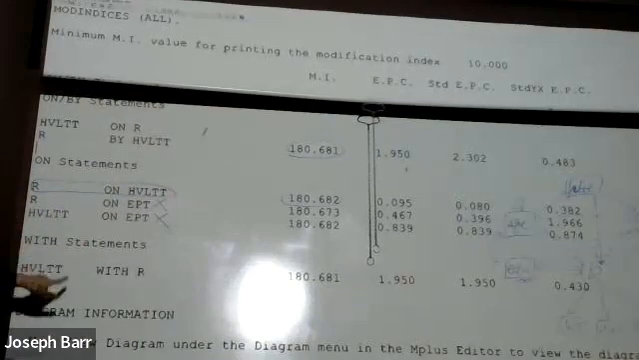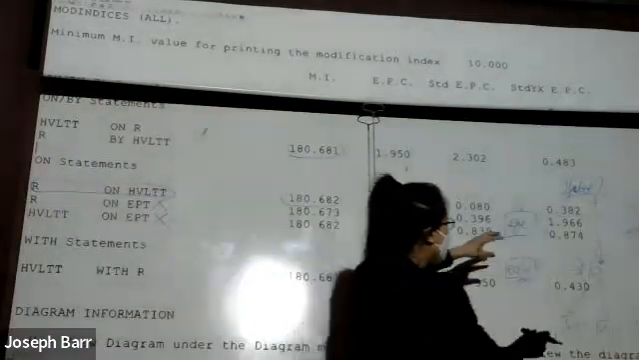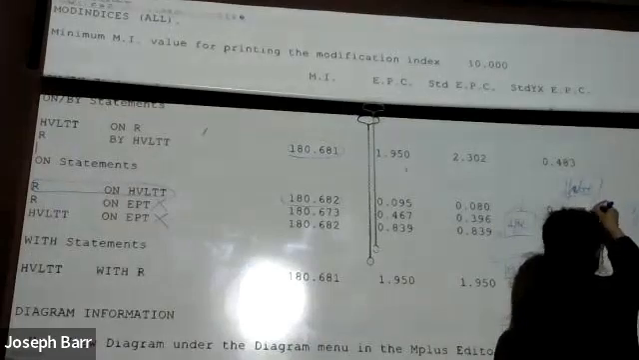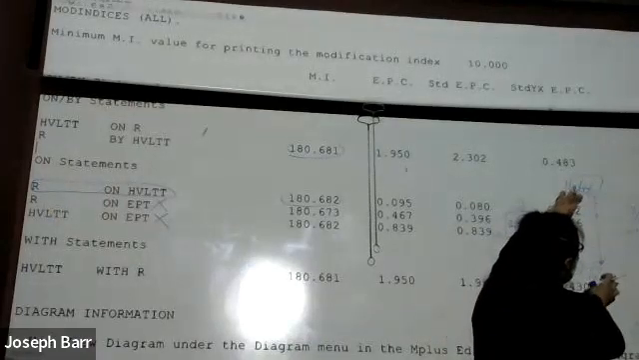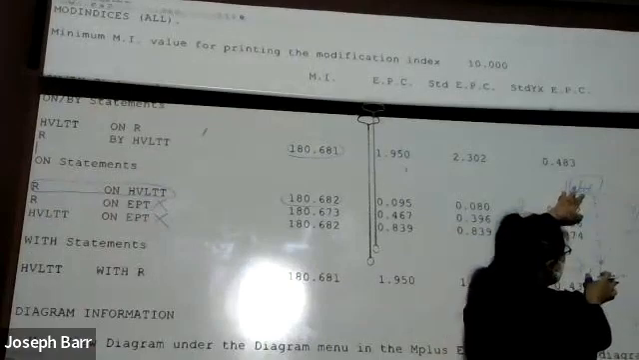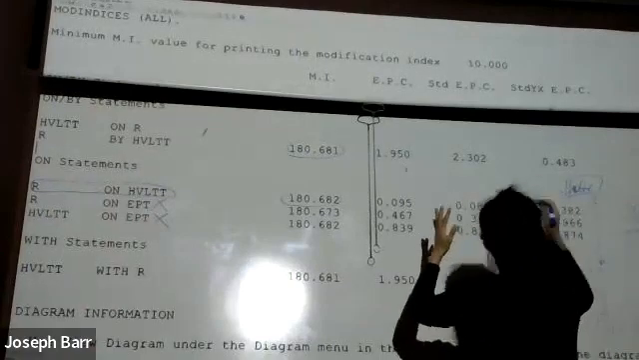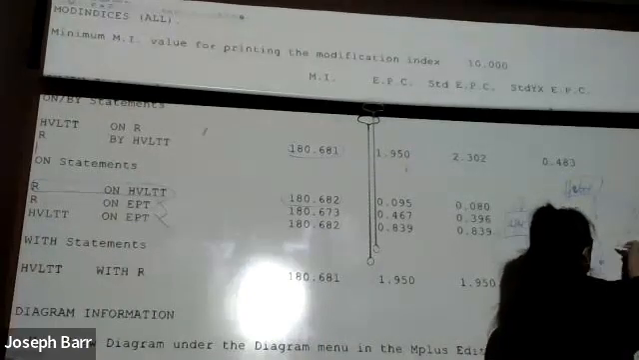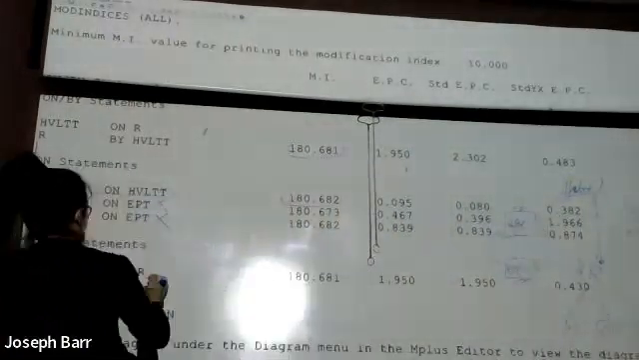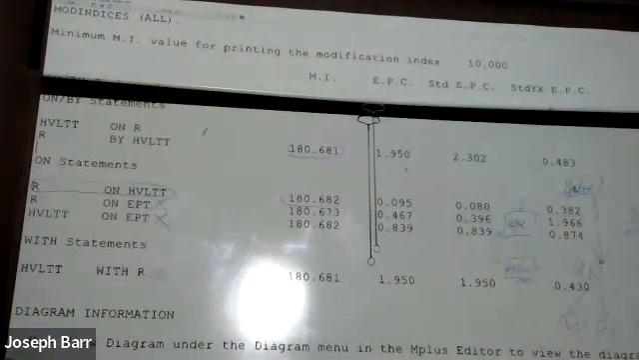With statement, okay? HVLTT with R. So it's the same, okay? We're trying to connect these two, but in both directions. So with association, okay, that means covariance, we have two variables correlated. So that means we have two directions, but again, I think that this is not a good suggestion. So we will not take this suggestion.